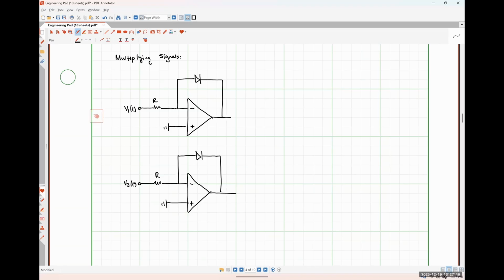So the output of both of those logarithmic amplifiers are going to go into an inverting summer, okay? So the inverting summer had some resistor here. And the resistances will be the same. So we'll talk about that in just a second.